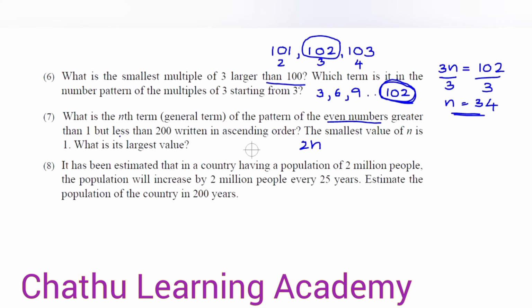Now we want to write the number pattern. It should be even numbers greater than 1. Then we can start from 2, 4, 6, like that. The last term should be less than 200.